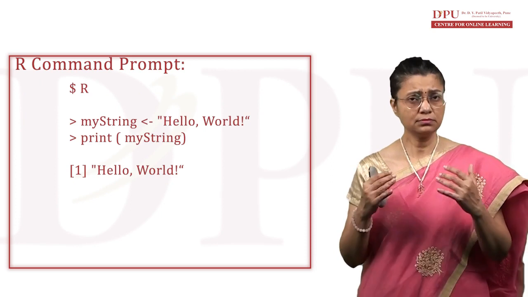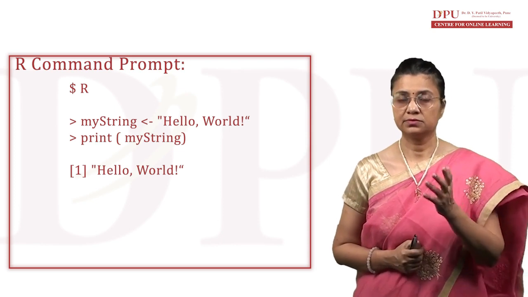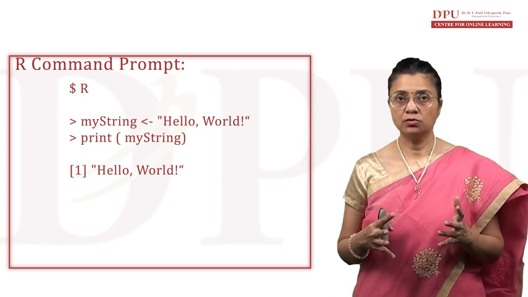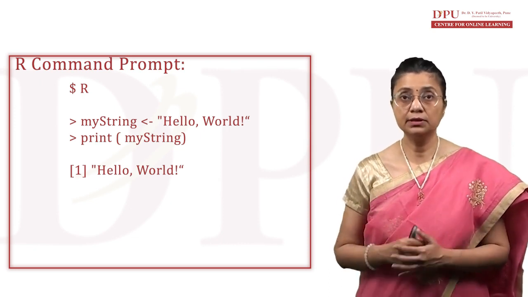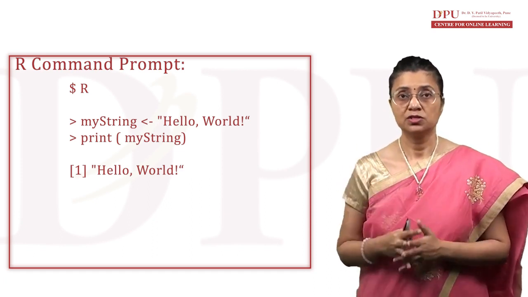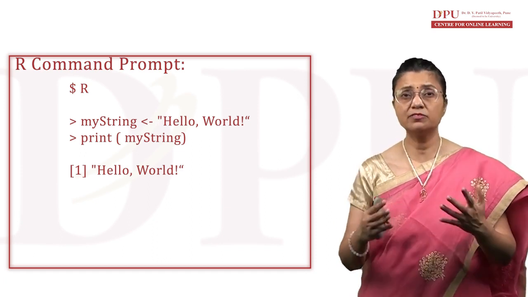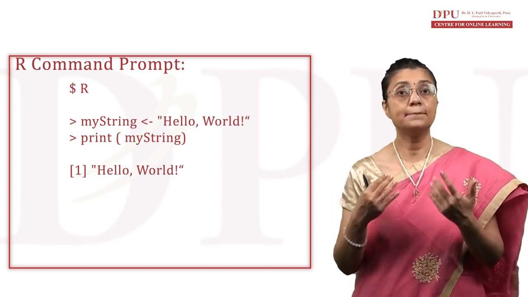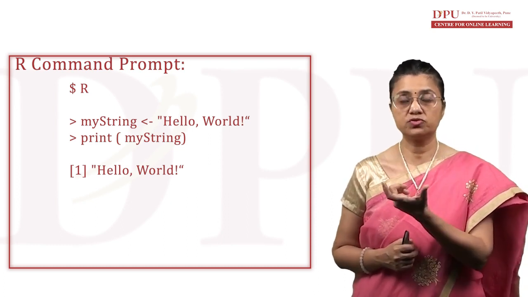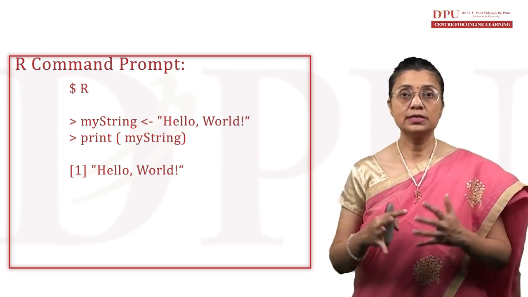Now have a look at the two lines of code that I have written. The first one is my string equal to hello world. Here my string is my variable, and I have equated that to a string in double quotes, hello world. This is my first command, and after that I'm using the print function, which is the inbuilt function, and within the parenthesis I'm passing my string variable. You can see that I have captured the value hello world in the variable my string and I'm printing that on the screen, and the output is hello world.